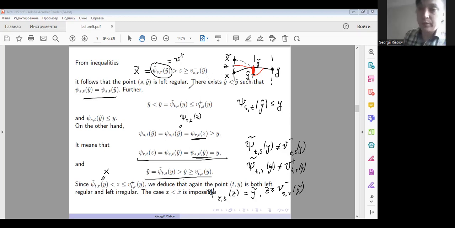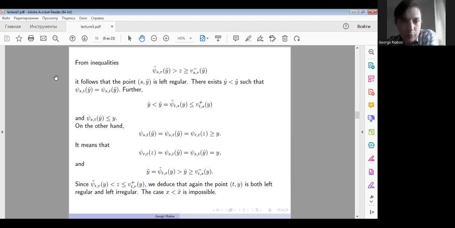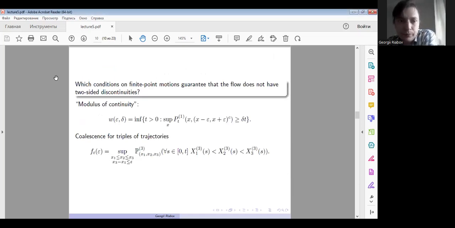So the consequence of our considerations is that if we can somehow guarantee that the flow doesn't have two-sided discontinuities, then the dual for this flow exists. That's why what we do next, we will formulate some assumptions on finite point motions of the flow under which there are no two-sided discontinuities.